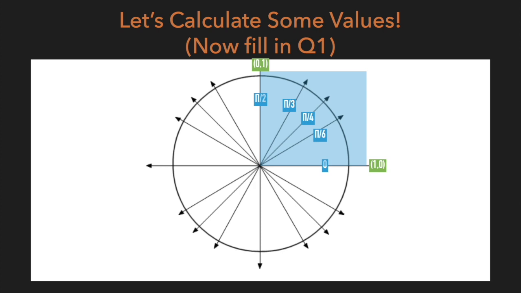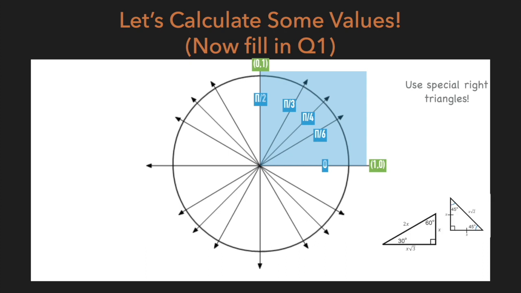Let's fill in the quadrant 1. So we know 0 radians, we know those values, we know the values for pi over 2 radians. What are these other values? Well, notice how pi over 6 is actually 30 degrees, pi over 4 is 45 degrees, and pi over 3 is 60 degrees. Well, we can use these special right triangles to determine the values. And we already did. On your other sheet of paper, we already filled out the special right triangles.